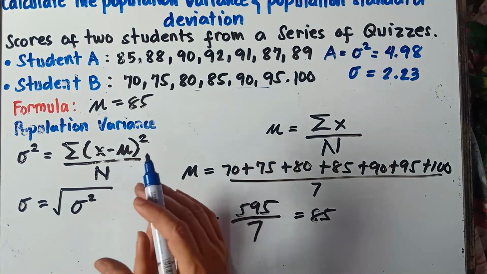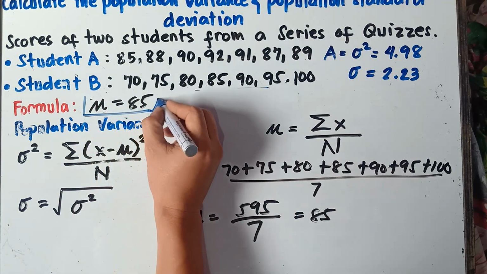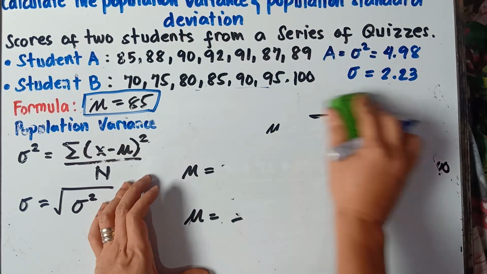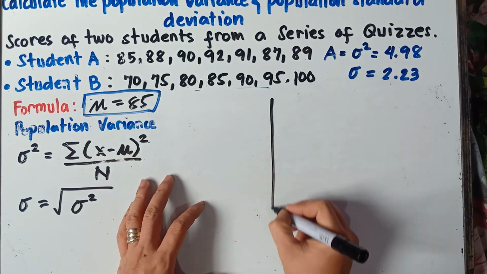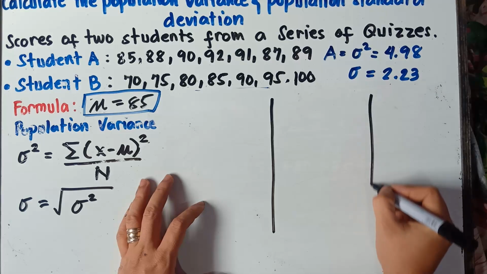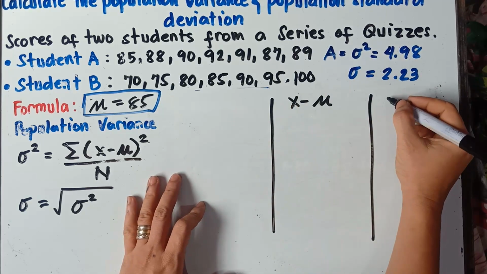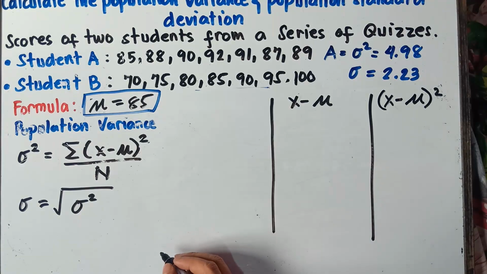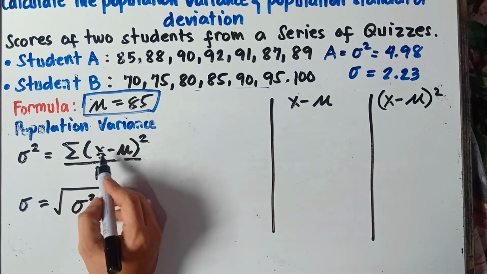I'm sure, class, it is very easy to answer for student B because the value of the population mean is a whole number. 85 is a whole number. So once again, we need to have two columns. This will be the sample minus the population mean, and the other one, the sample minus the population mean, squared. Let's do it step by step.